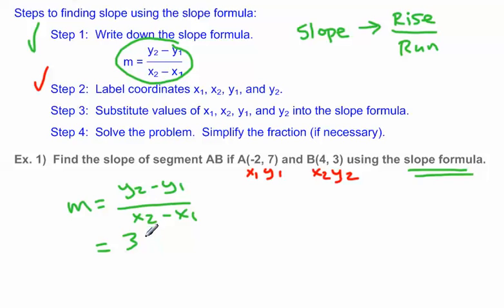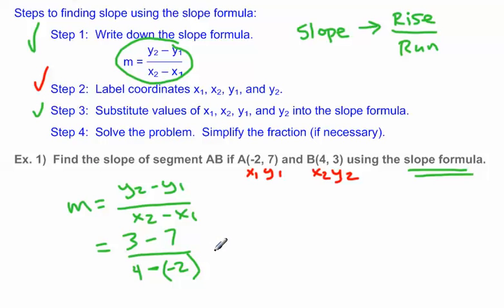Now there's a subtract sign here, so I'm going to put a subtract sign here. Then let's move on to y1, which is 7. And then we have x2 is 4. And then we have this subtract sign in the equation, so I've got to put a subtract sign here. And then x1 becomes the -2. And so I just substitute these values in.